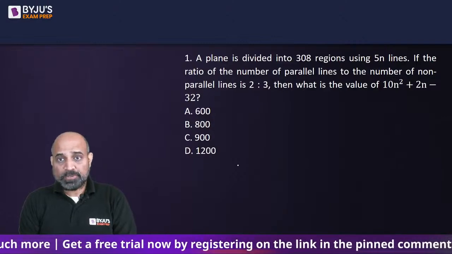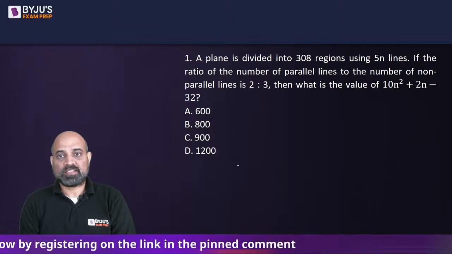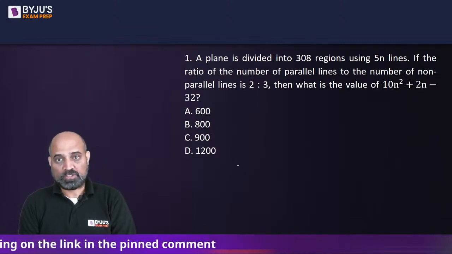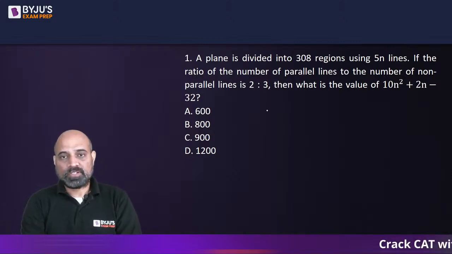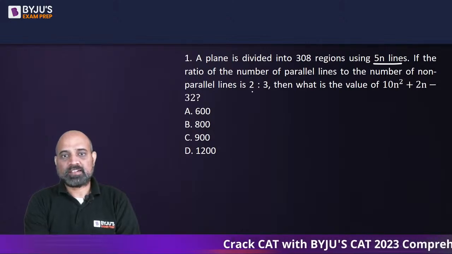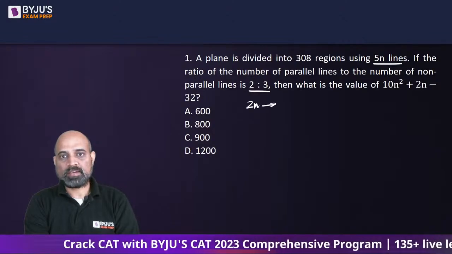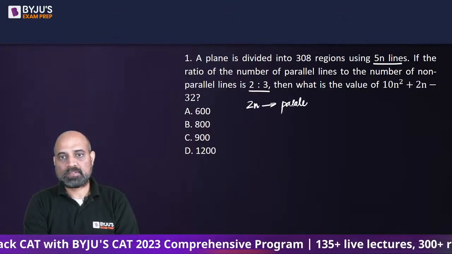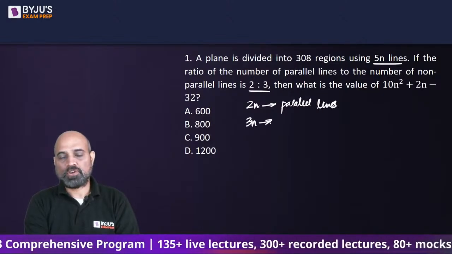So let's begin with our first question. A plane is divided into 308 regions using 5n lines. If the ratio of the number of parallel lines to the number of non-parallel lines is 2:3, then what is the value of 10n square plus 2n minus 32? Since we have a total of 5n lines and these are divided into 2:3, so can we say we have got 2n parallel lines and then we have got 3n non-parallel lines?